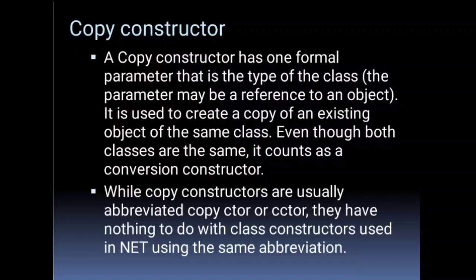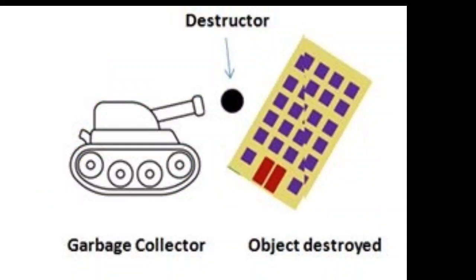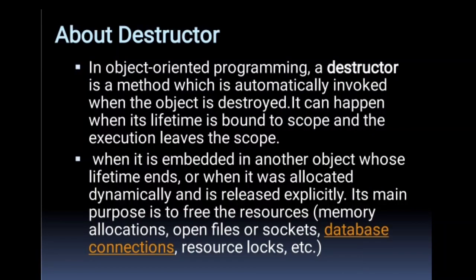While copy constructors are usually abbreviated copy-ctor, they have nothing to do with class constructors used in .NET using the same abbreviation. இப்போ வந்து கன்ஸ்ட்ரக்டரை பற்றி பார்த்தோம். கன்ஸ்ட்ரக்டரோட த்ரீ டைப்ஸை பற்றி பார்த்தோம். அதோட எக்ஸாம்பிள் ப்ரோக்ராம் பற்றி பார்த்தோம். இப்போ அடுத்து வந்து டிஸ்ட்ரக்டரை பற்றி பார்க்குறோம்.